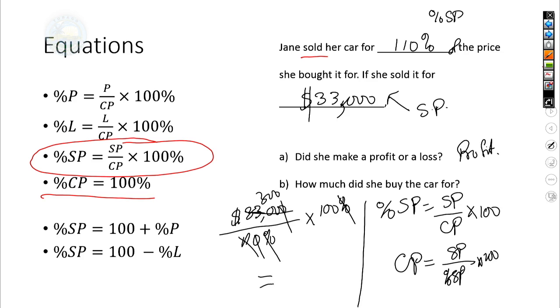So then that figure is 30,000. She bought the car for 30,000 and sold it for 33,000. So she made a profit, as we already know, of 10%. And how would we have calculated a percentage profit? We would have found the profit first, which is just 33,000 minus 30,000, and then put that over our 30,000, so that would be 3,000 over 30,000 and multiply by 100, which is 10%. Yeah? Great.